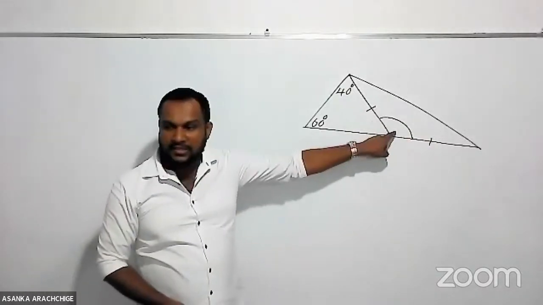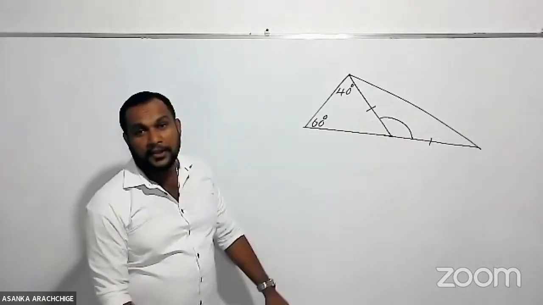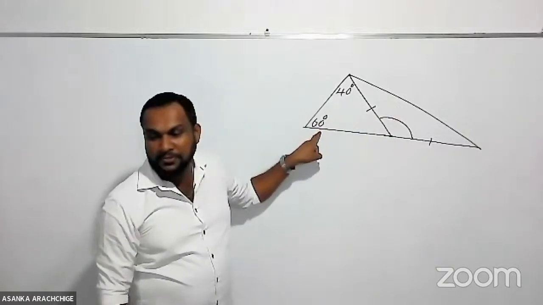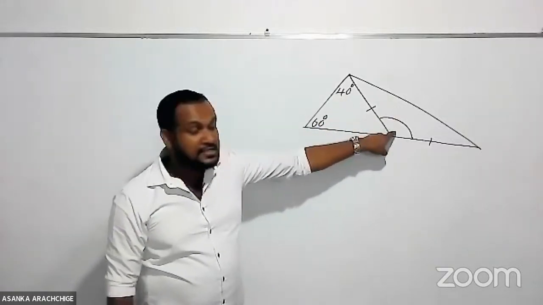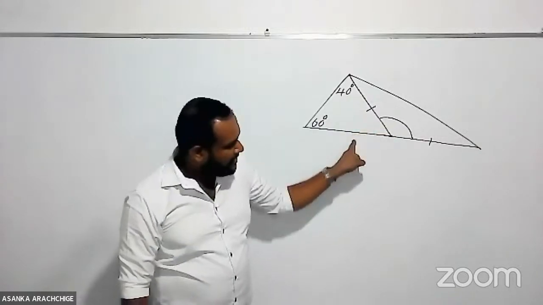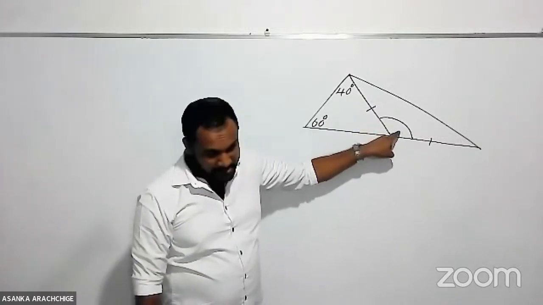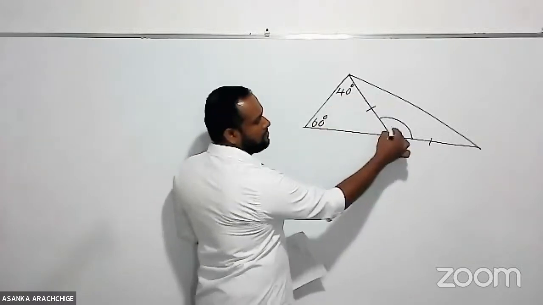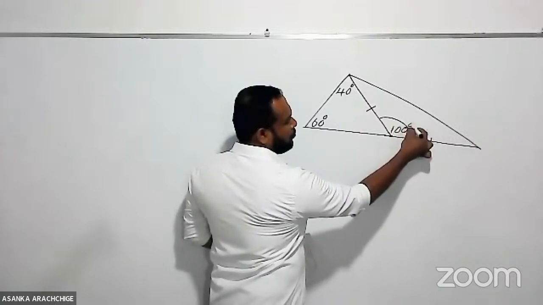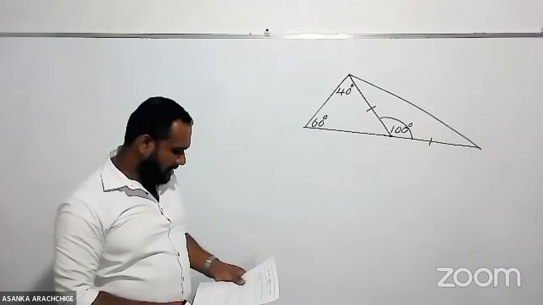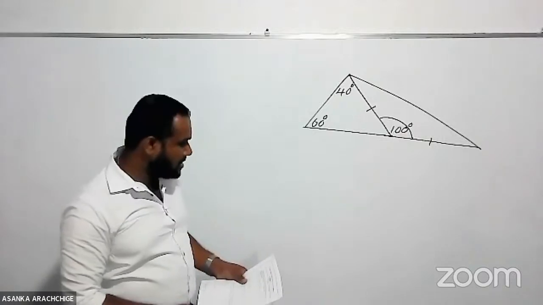Then how much is this? What is the relationship between this angle and these two? This is the exterior angle formed when this side is produced. This is equal to the sum of these two. Therefore, this must be 100 degrees. Right? Find the value of CBD.